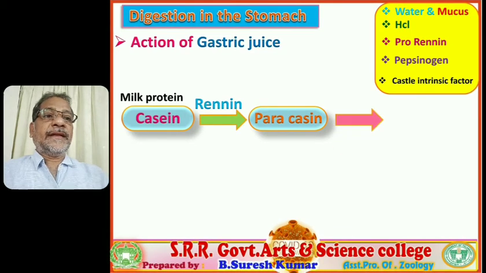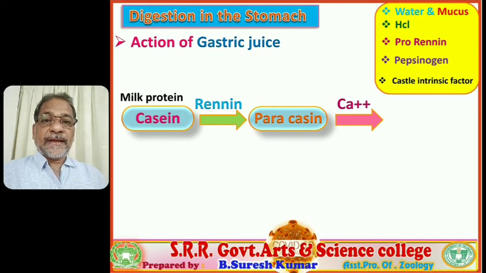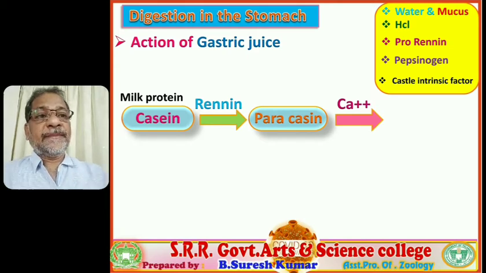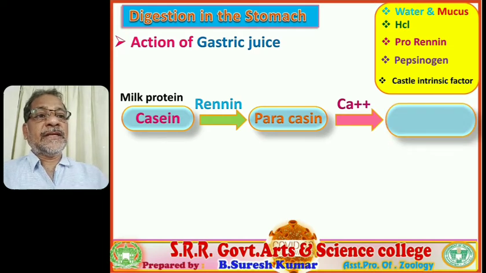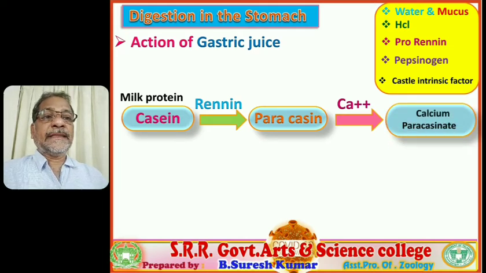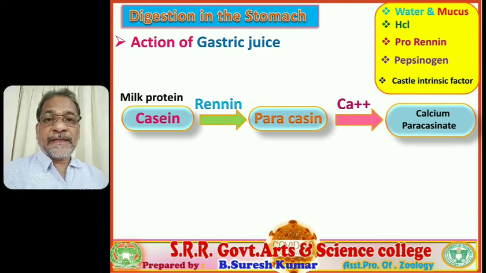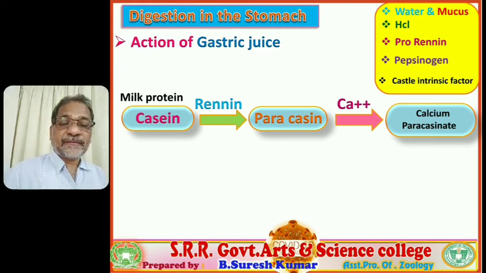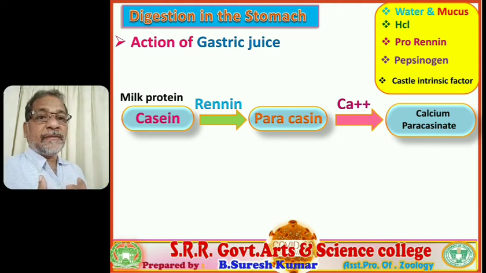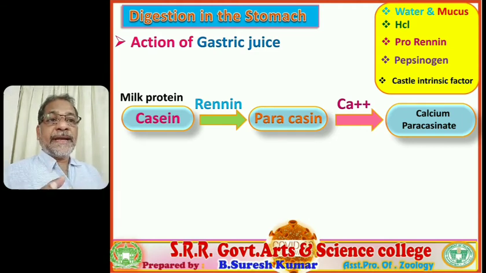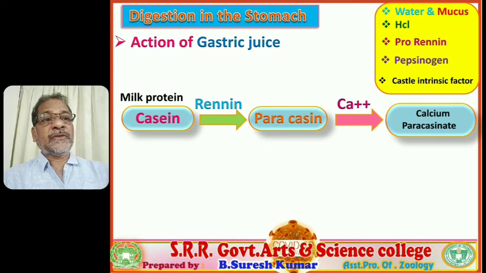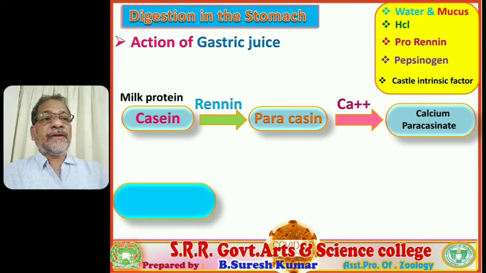Next, this paracasein, in the presence of calcium 2+ ions, is digested into calcium paracaseinate, also called curd. So the milk protein coagulates as calcium paracaseinate with the action of the renin enzyme in the presence of calcium 2+ ions. In the same manner, you observe one more activated enzyme, that is pepsin.